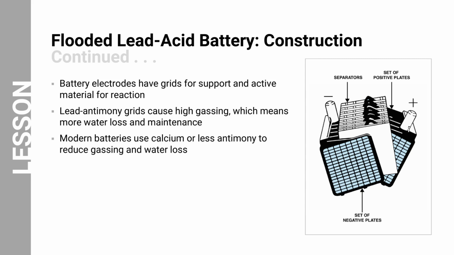Flooded lead-acid battery electrodes are made with a lead alloy grid for support. A paste containing lead oxides is then applied to the grid. This paste reacts with the electrolyte during discharge and recharge. Traditionally, lead antimony grids caused excessive gassing, water breakdown during charging, leading to water loss and maintenance needs. Modern batteries use calcium or less antimony, a brittle metal, in the grid to significantly reduce gassing, making them lower maintenance.